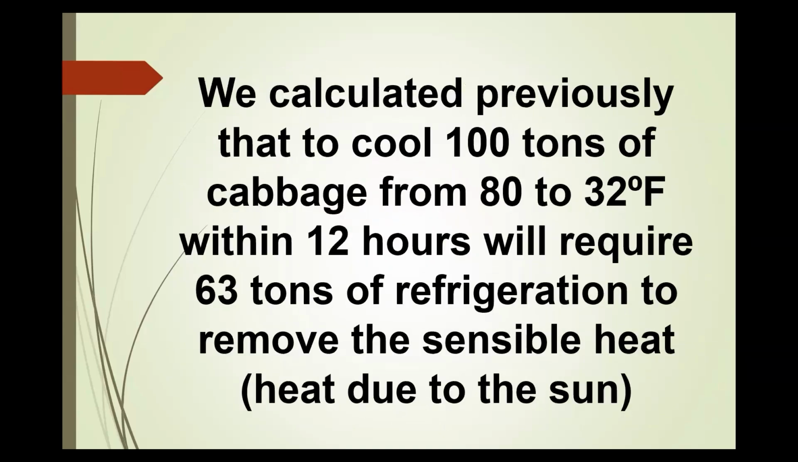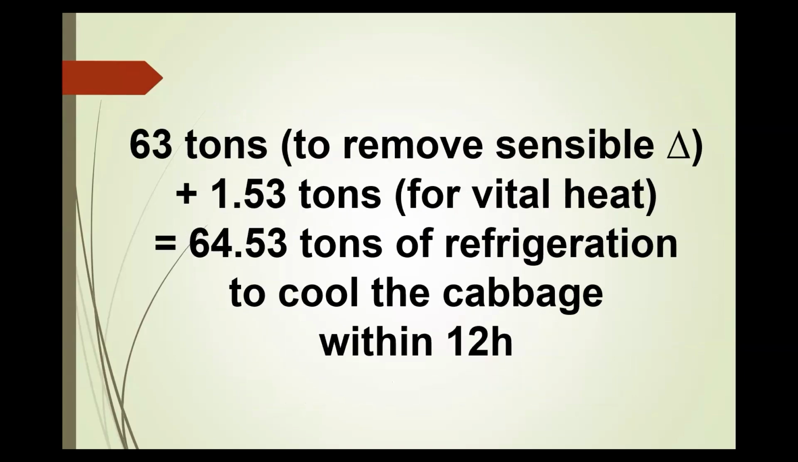We calculated previously that to cool 100 tons of cabbage from 80 to 32 degrees Fahrenheit within 12 hours will require 63 tons of refrigeration to remove the sensible heat. 63 tons plus 1.53 tons for the respiratory heat yields a grand total of 64.53 tons of refrigeration to cool the cabbage, and that's within 12 hours.